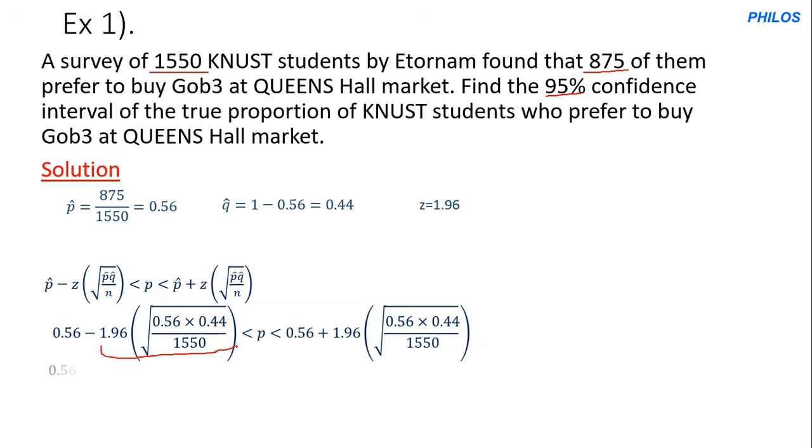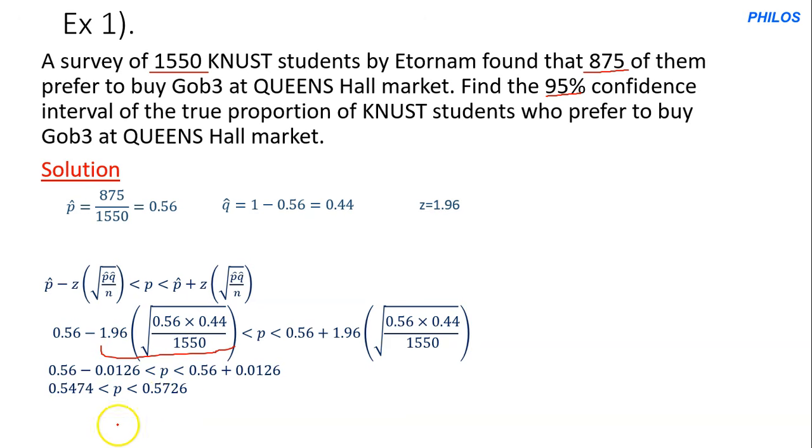So we're going to have 0.56 minus 0.0126 less than P less than 0.56 plus 0.0126. So we take 0.56 minus 0.0126, and that will give us 0.5474 less than P less than, when we add 0.56 plus 0.0126, we'll get 0.5726. So this is the final answer.